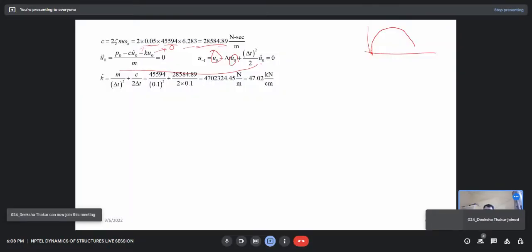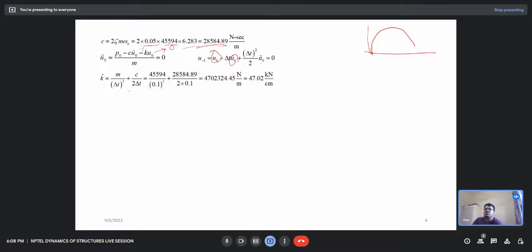Now come to the stiffness of the system, which can be calculated by m over delta t square plus c over 2 delta t. m is given to you as 45,594, divided by 0.1 square, plus the damping coefficient we have calculated here, with time step 0.1. If you calculate it, that comes out to be 47 kilonewton per centimeter.